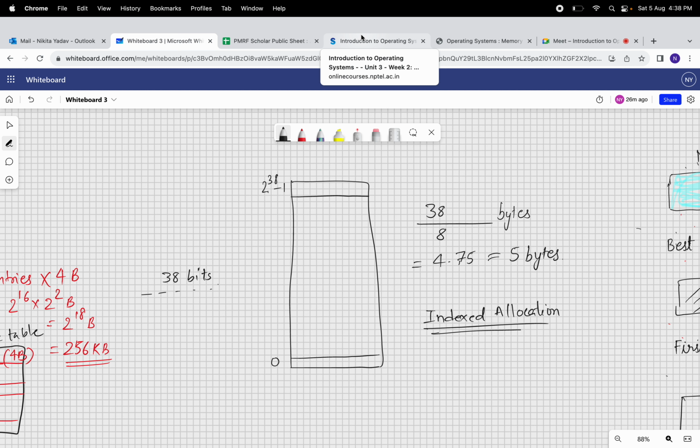It's 64 bits, 8 bytes. So here 2 to power 64 minus 1. Your pointer here will be of 64 bits. 64 bits is 8 bytes.